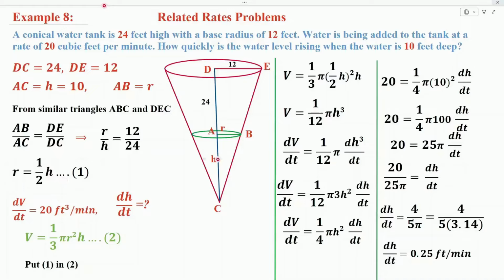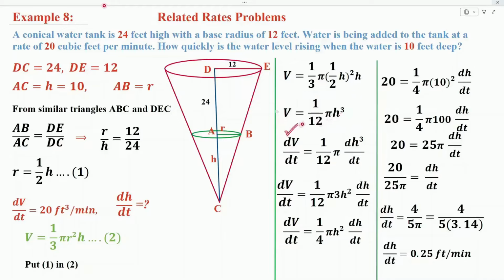The water is added in this tank and the volume of the water is increasing at the rate of 20 feet cube per minute. We have to find at which rate the height of this water is rising up. Volume of a cone is equal to 1 over 3 pi r square h. Substitute 1 in 2, we get this result. After simplification, we have V is equal to 1 over 12 pi h cube.